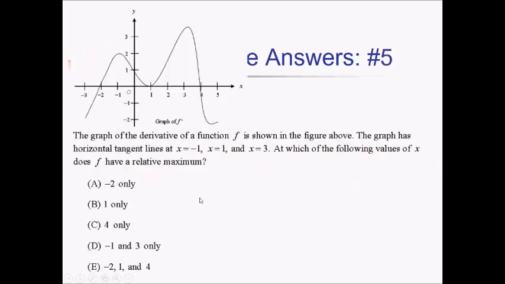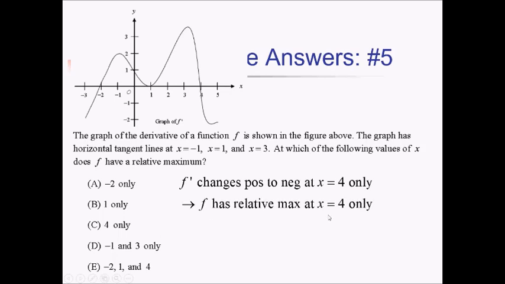For this problem, we are given the derivative of f, and we want to know at which value of x our f function has a relative max. Well, that's going to happen wherever f prime is going positive to negative. As we look on our graph here, it looks like the only place that happens is here at 4. We're going positive to negative for f prime. So since that's the only place that happens, that's the only place we can say that f has a relative max. So that's going to be choice C.